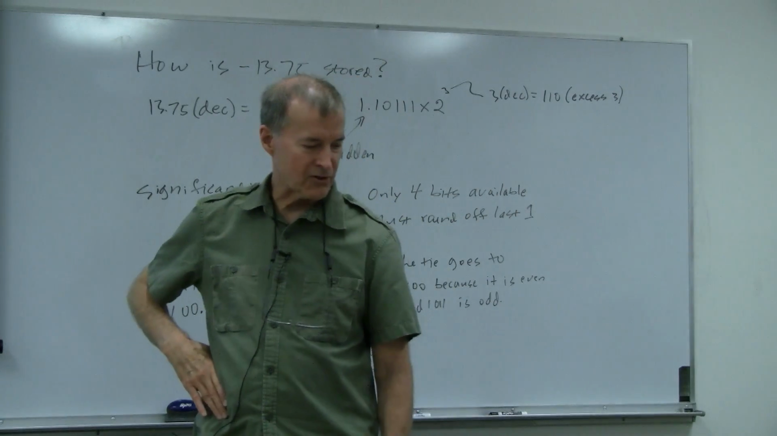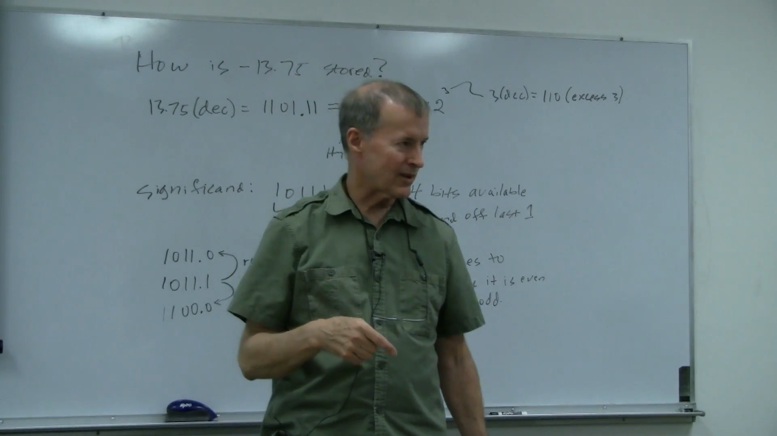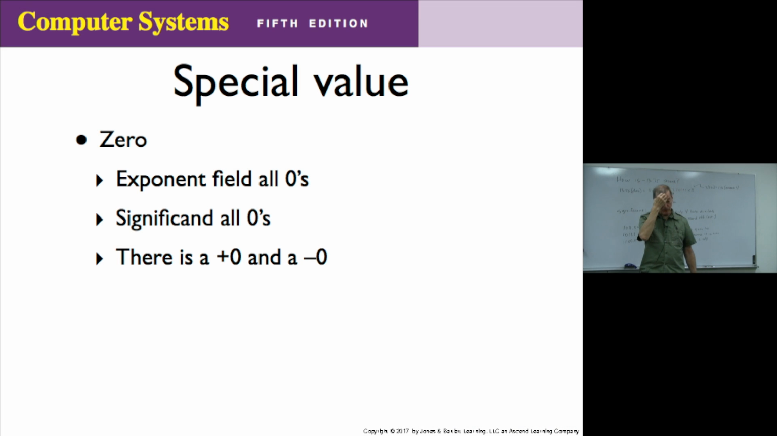Now comes the special values. That 0 is a special value. And what we're going to have to do is rob: if the exponent field is all zeros and the significand is all zeros, that's how we're going to store 0. But now what that means is the sign bit could be either a 1 or a 0. So in this representation, there is a negative 0 and a positive 0.